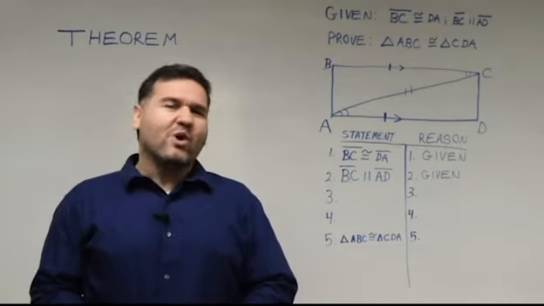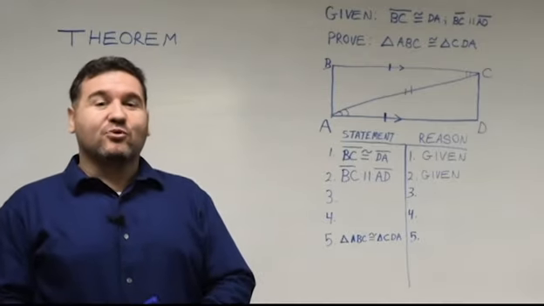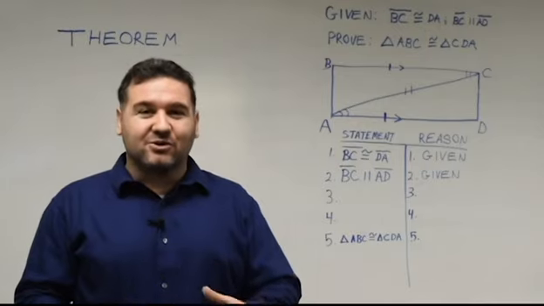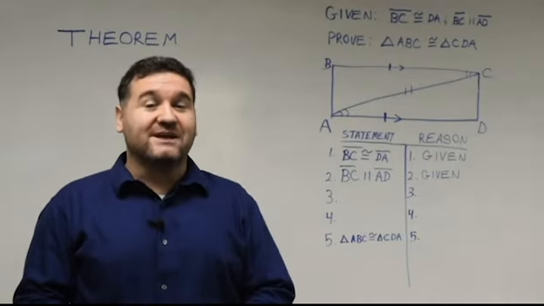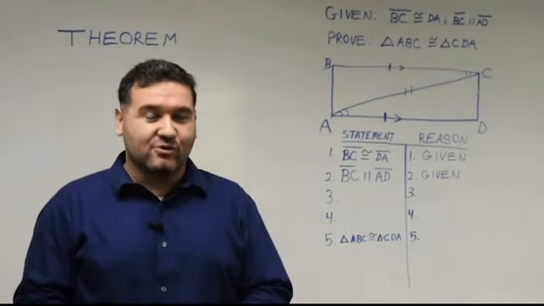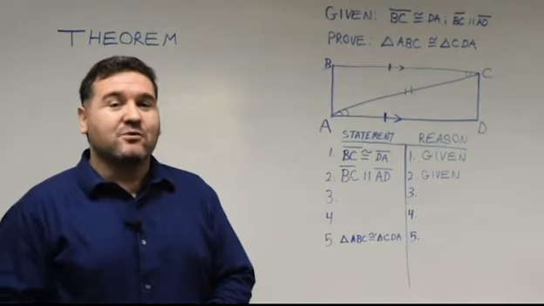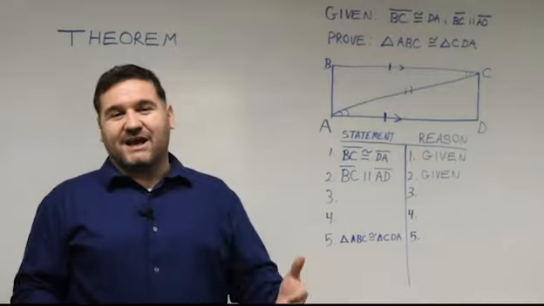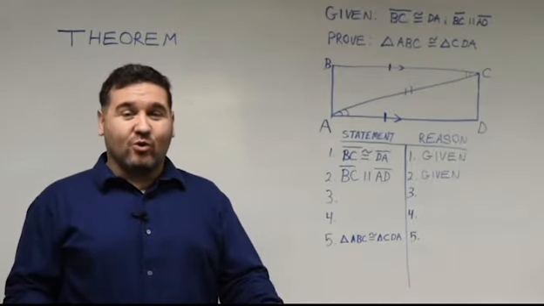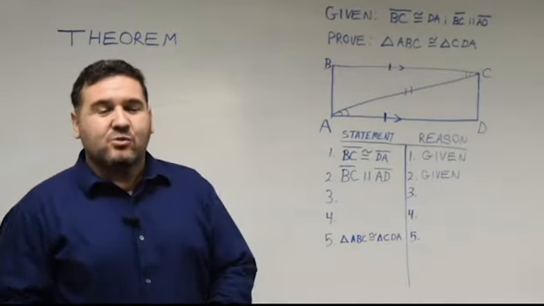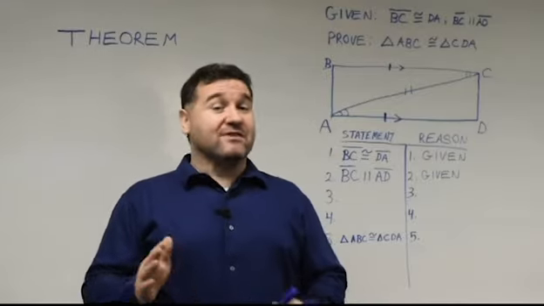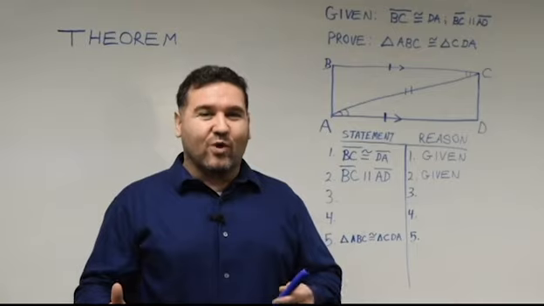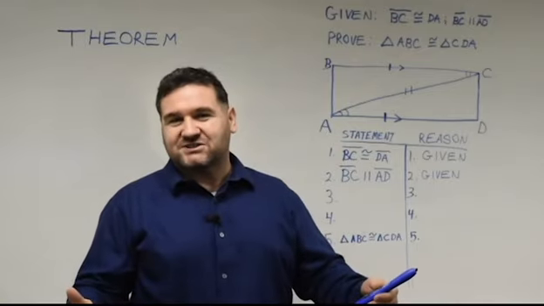First of all, what is a proof? Well, a proof is just a statement that uses logical evidence to prove that something is in fact true. And when we complete geometric proofs, it's like either solving a puzzle or navigating a maze. We have a starting point, we have an ending point, but we don't necessarily know what steps are required in between to get to our destination.